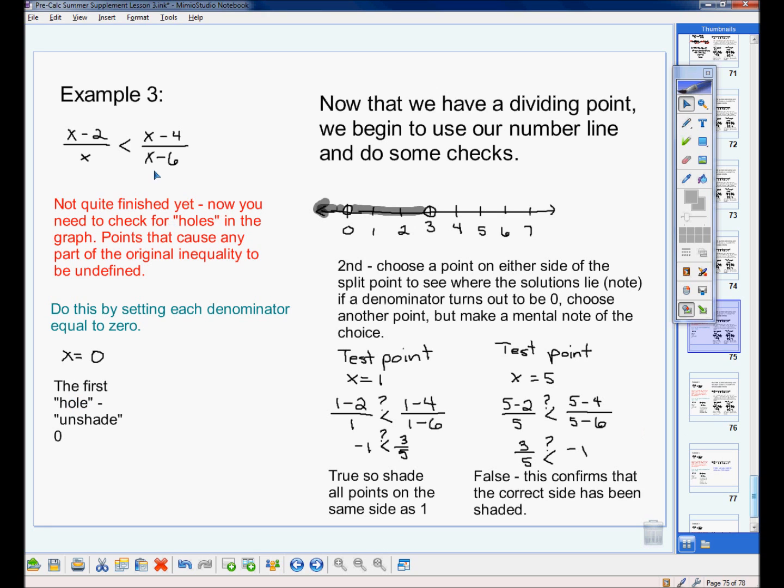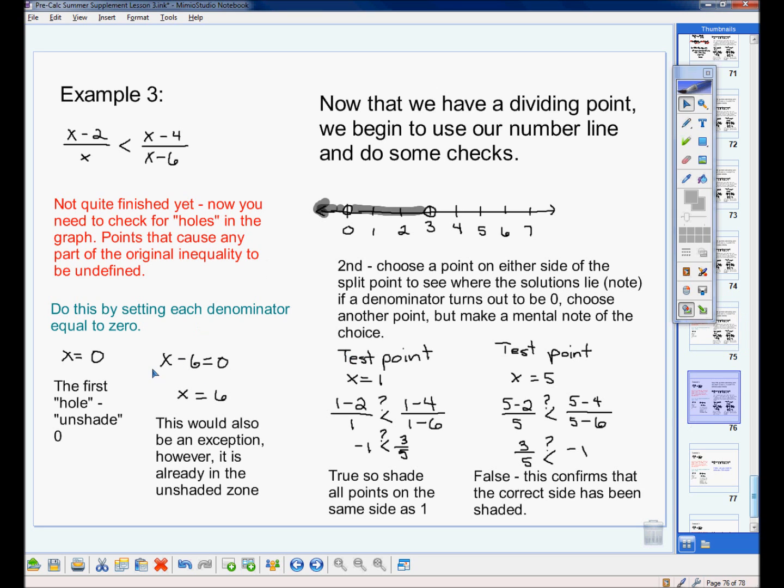I'm going to check for this one to see if we need to punch another hole in the graph. x minus 6 equals 0, so x is 6. Well, that doesn't give us a problem because it's in the unshaded zone anyway. It would be an exception, but it's already not an answer, so we don't have to worry about that one.